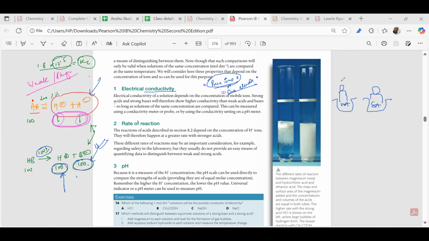Number two, we can also put an electrical bulb in a circuit with a battery. With the weak acid, the bulb will glow less brightly, and with the strong acid, the bulb will glow more brightly.